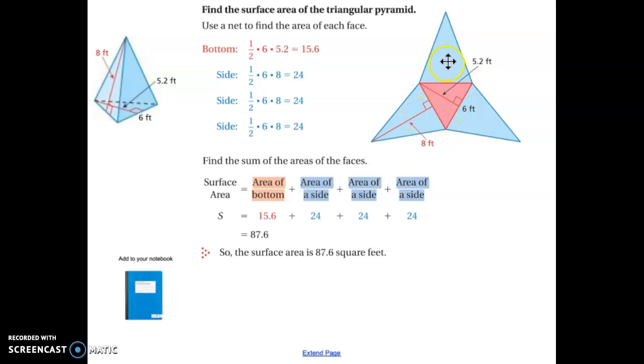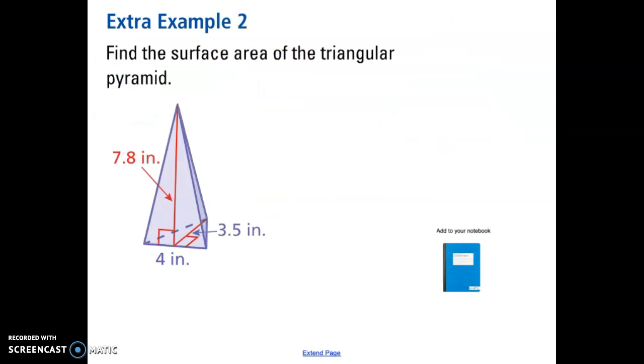And so we only have 3 sides this time since it is a triangular pyramid. I only need 3 sides to go around the 3 sides of a triangle. Right. You're just amazed at how smart I am. All right. So each triangle is 24 feet squared, and that base was 15.6, so that gives us 87.6 squared feet. All right, make sure you have these examples in your notebook. It will be great on test day.